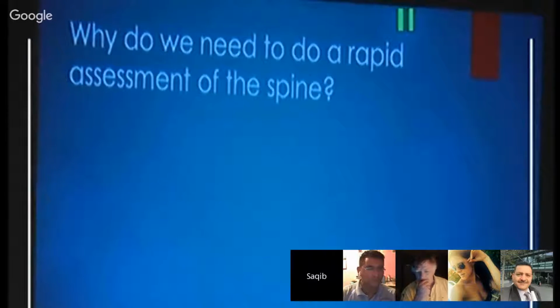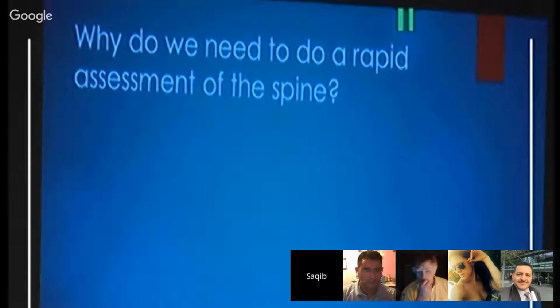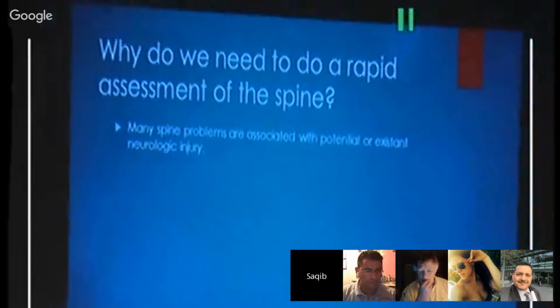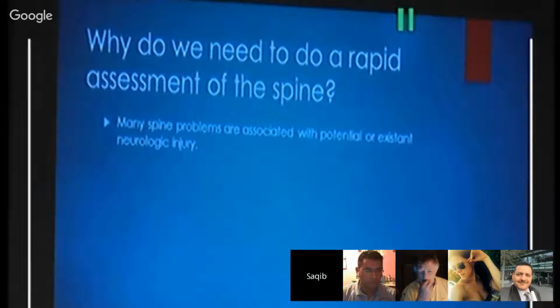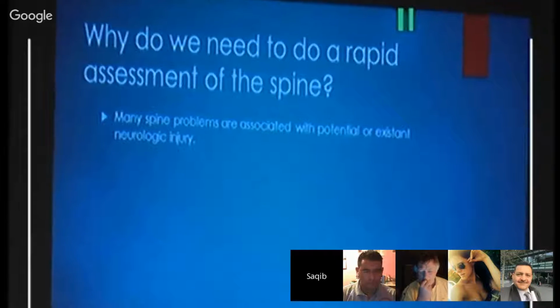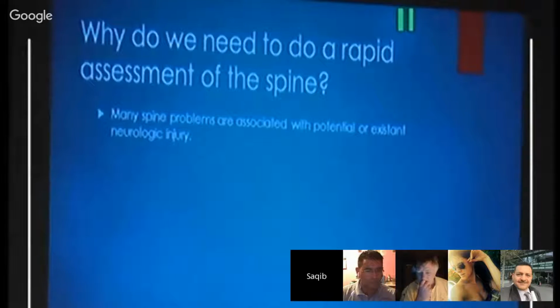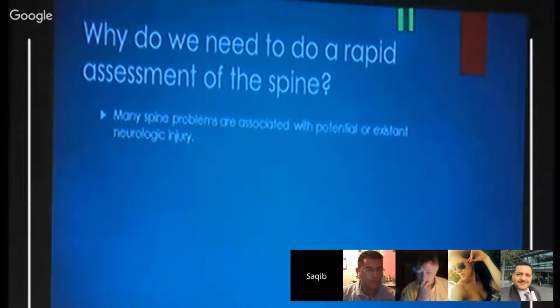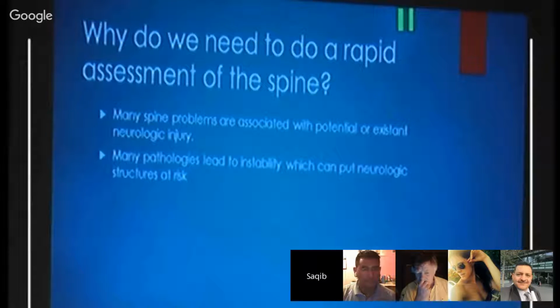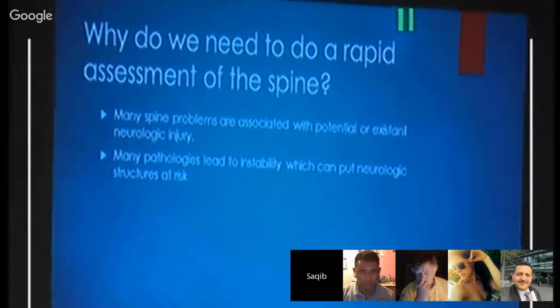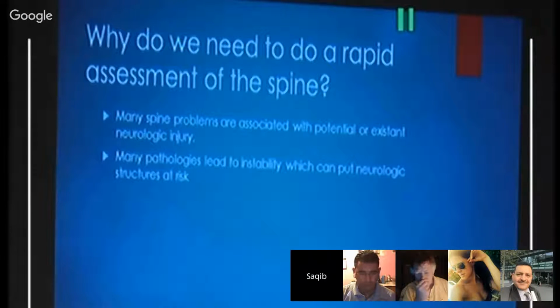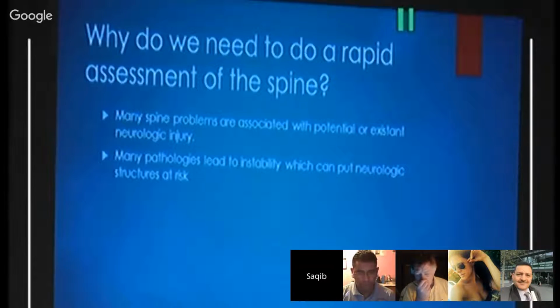So why do we need to do a rapid assessment of the spine? Well, it's pretty simple. Many spine problems are associated with potential or existent neurologic injury. They either have or they have the potential of developing a neurologic injury. You need to determine that because that's going to guide treatment, prognosis, and also the speed or rapidity with which you're going to do that. Many pathologies in the spine lead to instability, which can put the neurologic structures at risk. You need to know what those are.